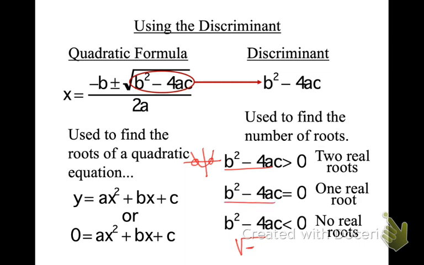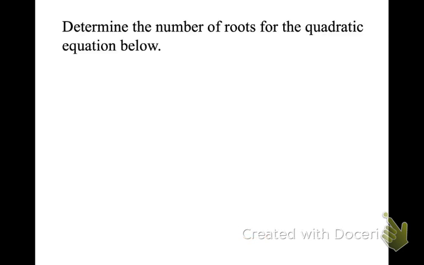When this whole chunk is equal to 0, it's going to be sitting on the x-axis. It's going to be a perfect square trinomial, and you'll have only 1 root. And when you have something like this, and it's negative under the radical, that means it's floating up here, and it never really crosses. So our discriminant really tells us a lot. It tells us how many solutions.